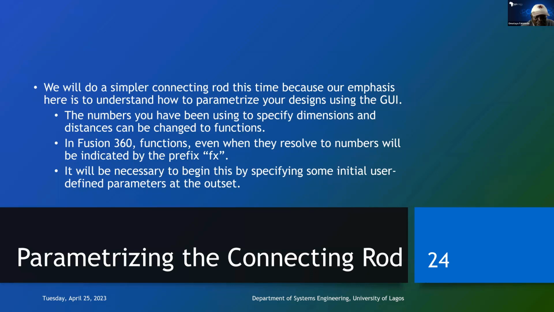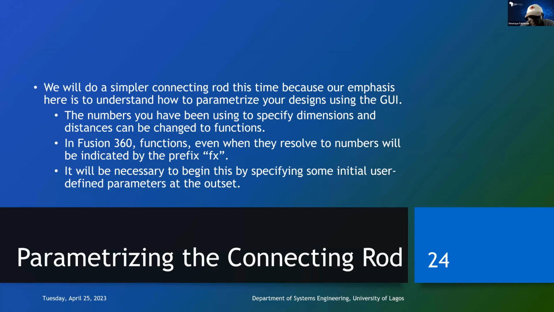The functions always evaluate to numbers, but fx will be prefixing it to show you that it was computed. It was not just a number you supplied directly. It was computed based on certain parameters. It will be necessary to begin this by specifying some initial user-defined parameters at the outset.